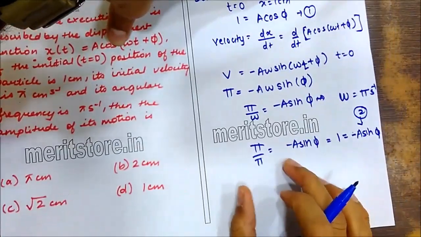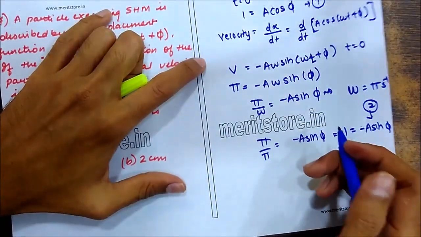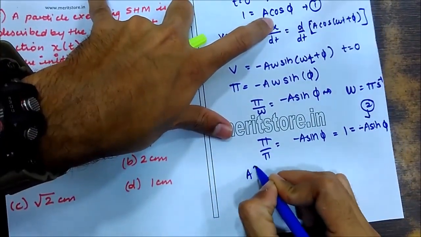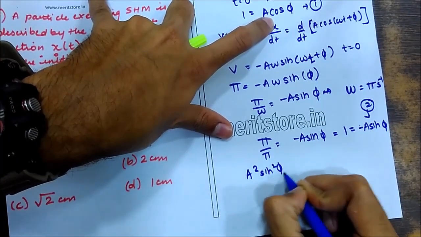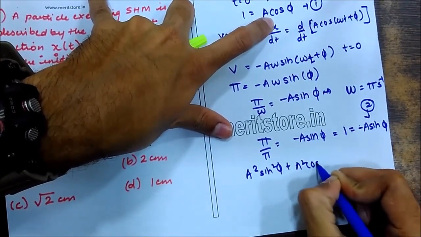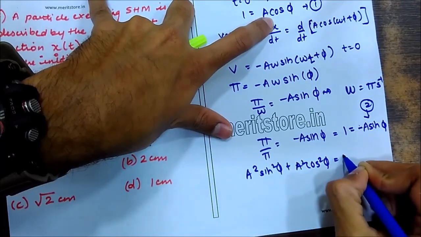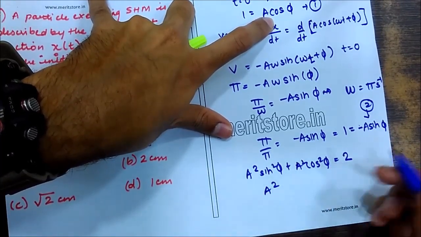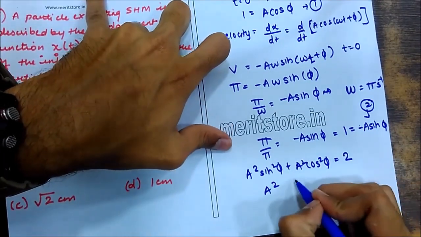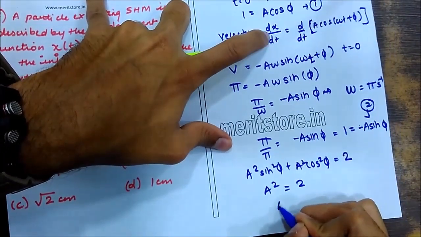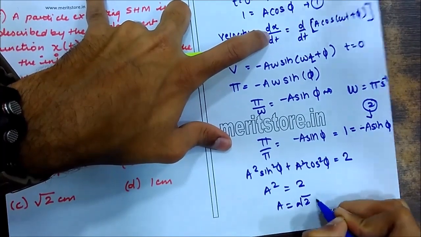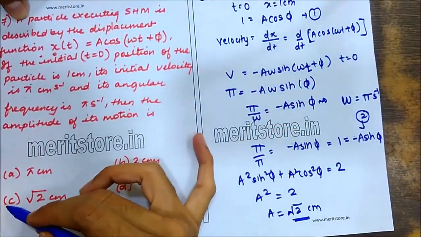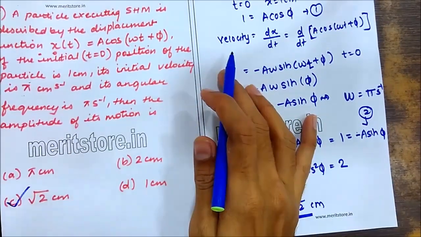So from equation 1 and equation 2, we can square them and add them. Adding and squaring the equations, we get A² sin² ψ + A² cos² ψ equals 2. So A² times sin² ψ plus cos² ψ, which becomes equal to 1, so we have A² equals 2, so A equals root 2 centimeters. So the correct option is C, root 2 centimeters.